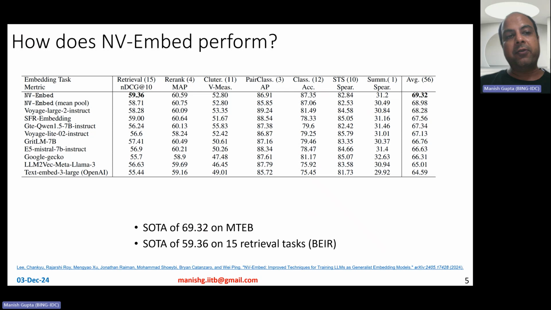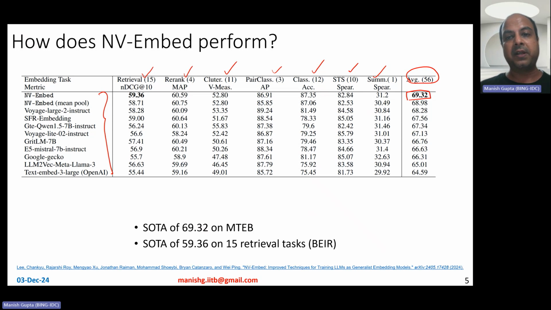So how does NV-Embed perform on the MTEB benchmark? Well, MTEB, by the way, is the most popular benchmark for evaluating embeddings these days, right? So on this benchmark, which basically comprises, as I mentioned, 15 retrieval, 4 reranking, 11 clustering, 3 pairwise classification, 12 classification, 10 semantic similarity, and 1 summarization task, right? Totally 56 different tasks. NV-Embed, when compared with many other popular, state-of-the-art embedding models, actually is at the top of this leaderboard, right? So NV-Embed is at the top of the leaderboard.